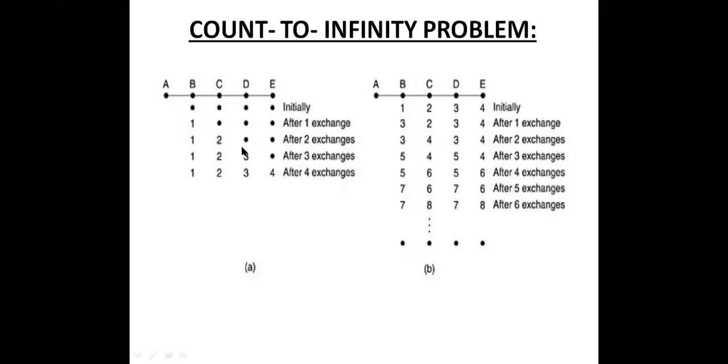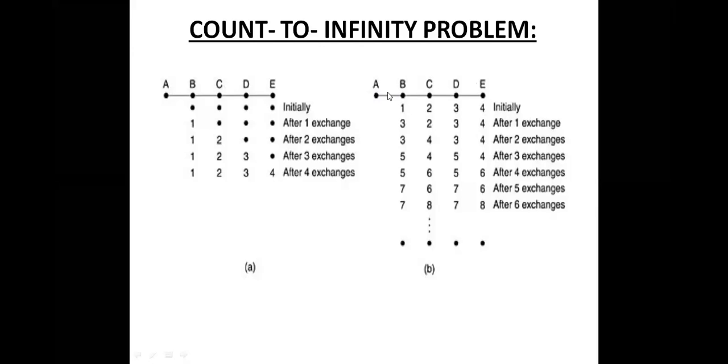What D thinks is that it can exchange information to A with 3 hops. What C thinks is that it can reach A within 2 hops. What B thinks is that it can reach A with 1 hop. Like that, after 4 exchanges, I can transfer the information from E to A. This is the good news. So what about this one? Initially B 1, C 2, D 3, E 4, right? Why? Because B to A is 1 hop, C to A is 2 hops, D to A is 3 hops, E to A is 4 hops.